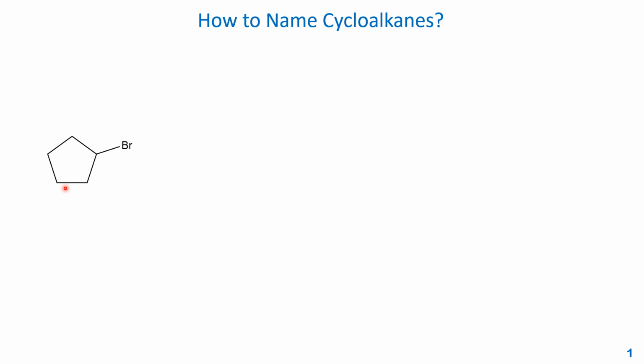This is one example. This is the bromo group, and this is the cyclopentane. If there's just one substitution, then you just say bromocyclopentane. You don't have to number it, because the carbon connected to the only substituent will always be carbon 1. So you don't need to say 1-bromocyclopentane. Okay. Now if you have two substituents, then that's a different story.